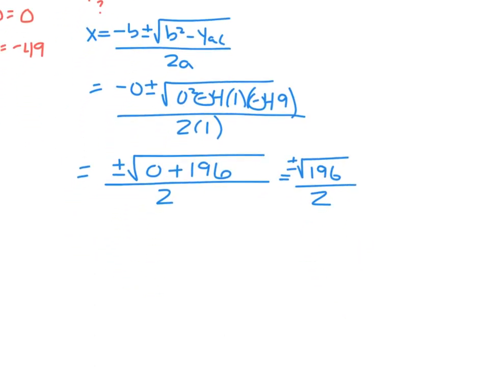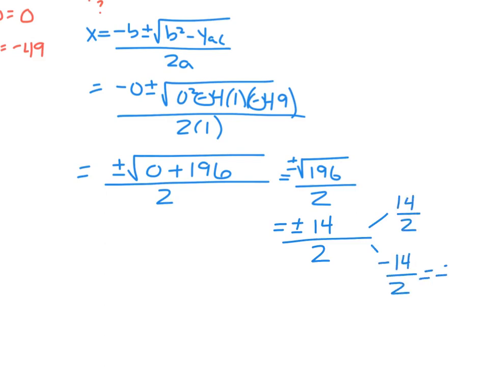Alright, now this is where you take the square root, but the plus or minus and the 2 are not part of that. You type into your calculator the square root of 196, or put it into Google or whatever you want, and you should get 14. So my two problems are 14 over 2 and negative 14 over 2. So my answers are 7 and negative 7.